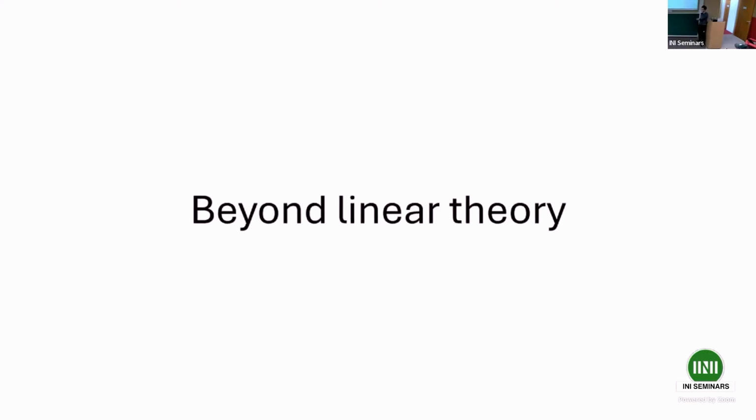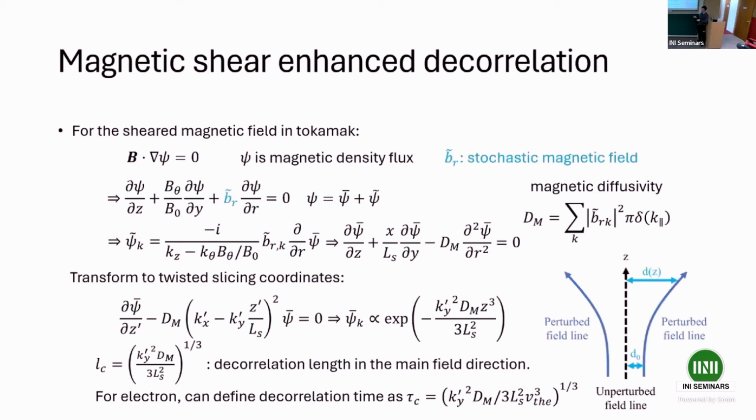Many of you may get tired of one linear mode after another. So here I'd like to introduce something more interesting, which is the nonlinear effect. First thing I'd like to introduce is the magnetic shear enhanced decorrelation. So here is the equation for the magnetic flux. According to the definition of the magnetic flux, it should be invariant along the field line. So B dot grad phi is equal to 0.